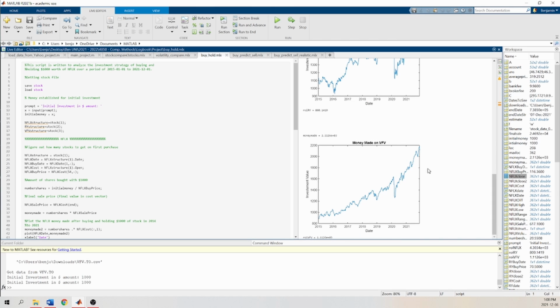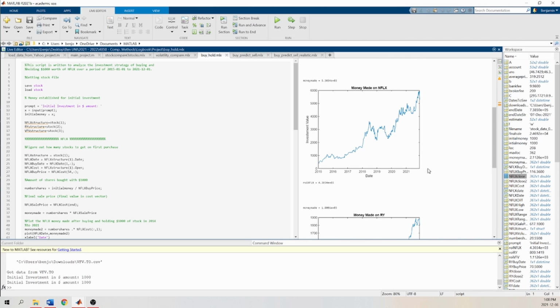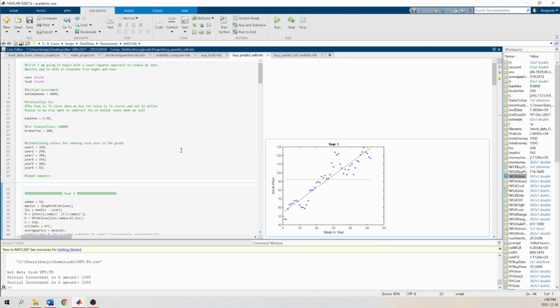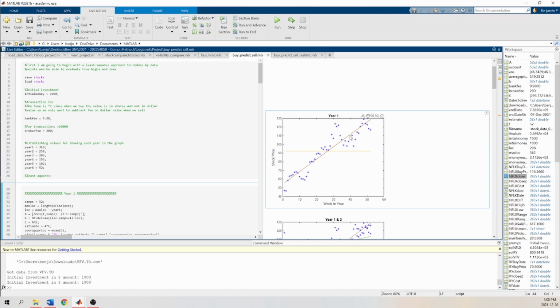And so I just kind of wanted to evaluate this concept that you hear in the market about trying to predict and buy and sell. And for the sake of time, I'll try to go over it quickly. So basically what I did was I took the first year to just evaluate the market. So I took the least squares, I evaluated this curve, and so you can see here in 50 days, the stock went up about $60.